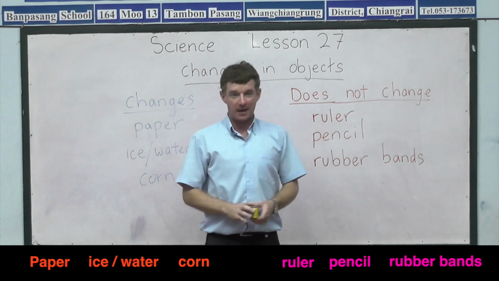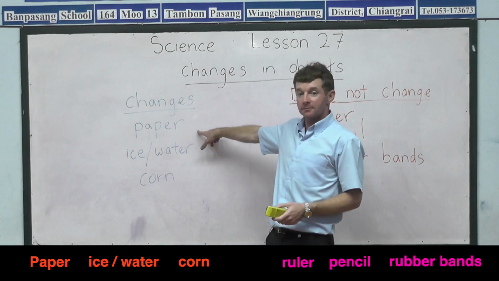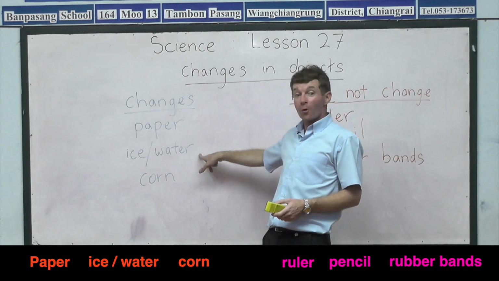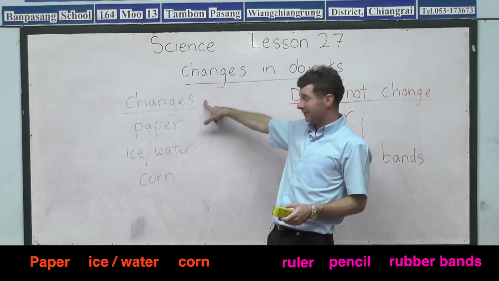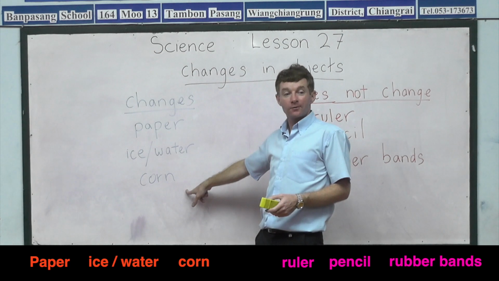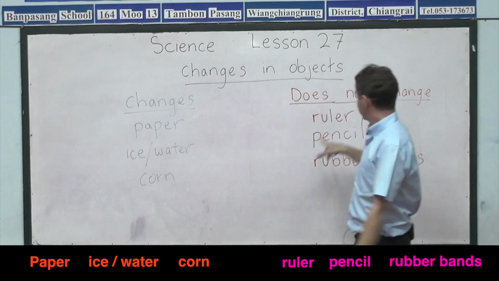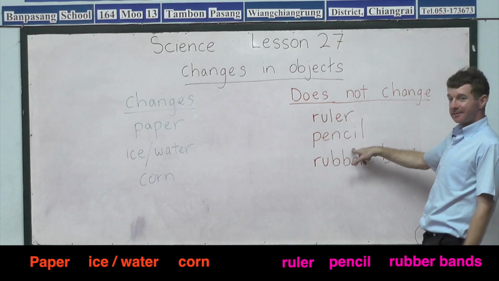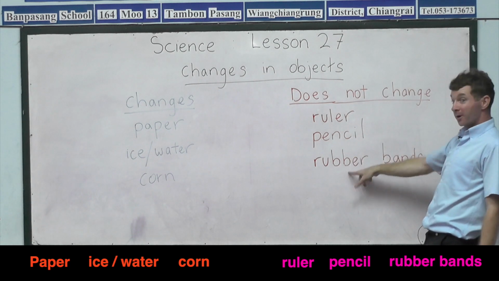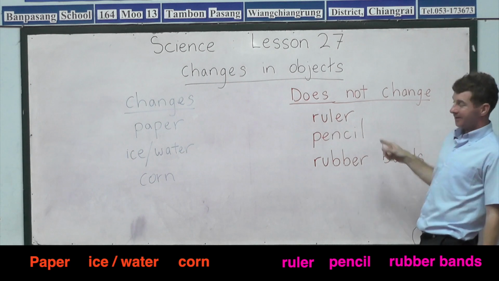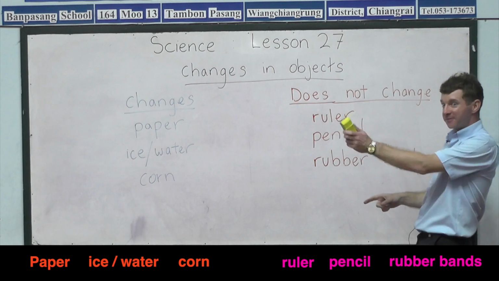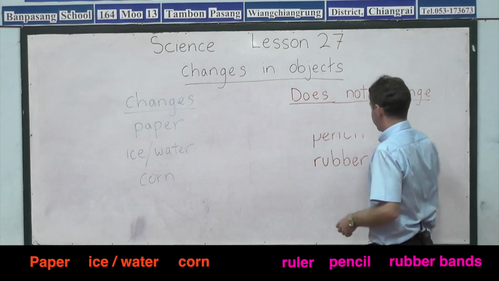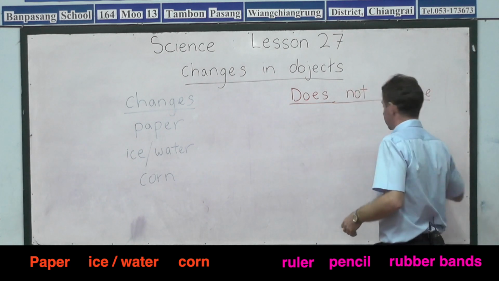So look one more time, guys. Paper. Ice or water, corn, ruler, pencil, rubber bands. Have one final look before I delete. Remember. Okay, too late. Now, teachers, we will delete the items.